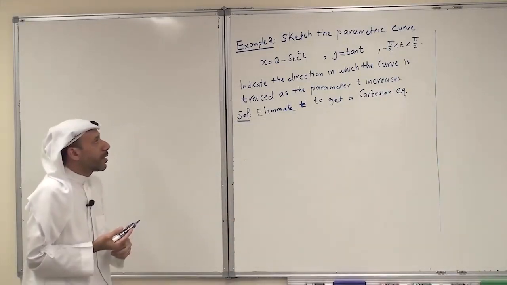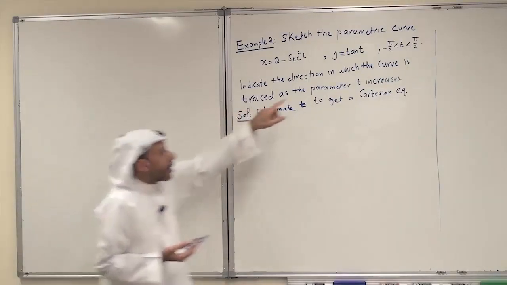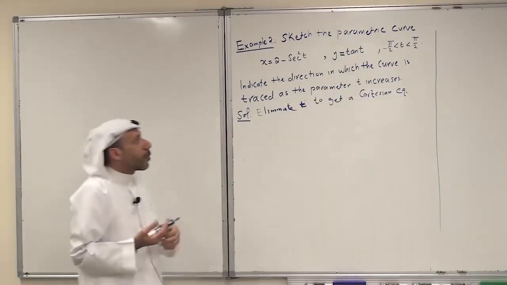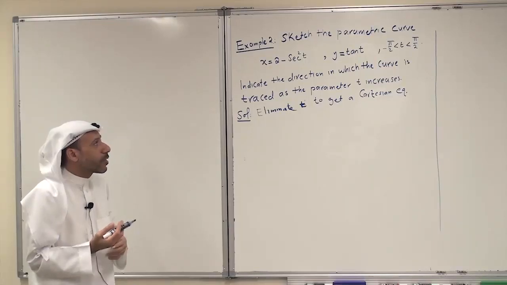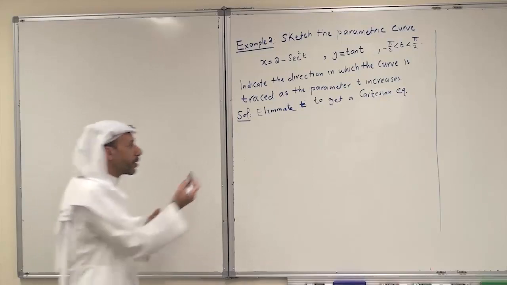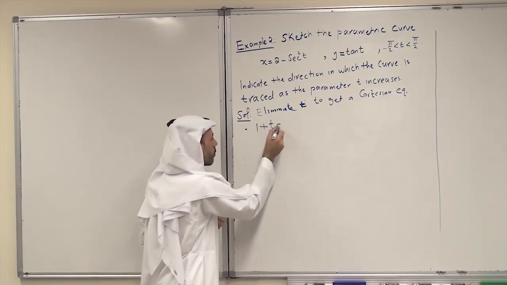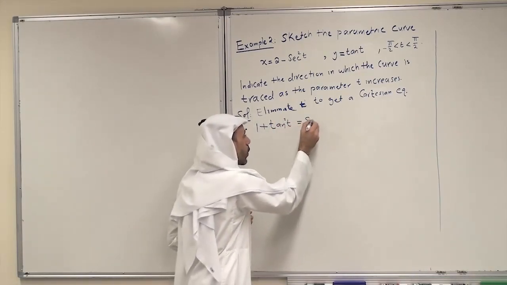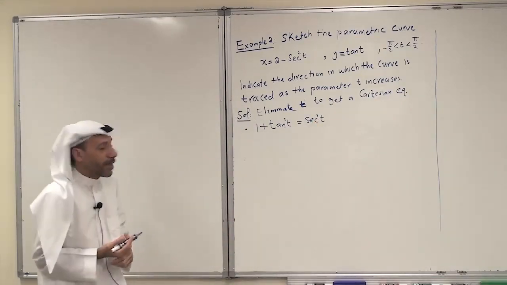To do that, we look at the equations x and y, and we notice that there are two trig functions, secant and tan. So we ask ourselves, is there a relation between secant and tan? And for that, we just need to recall the basic trig identities. And one of them is the following. This is 1 plus tan squared t equals secant squared t. A basic trig identity from math 002.